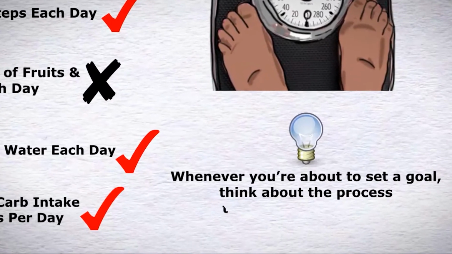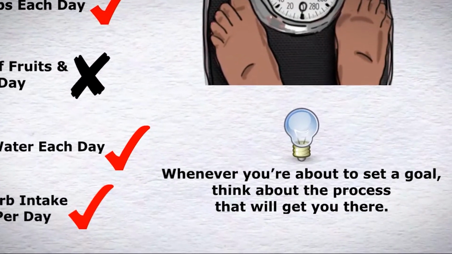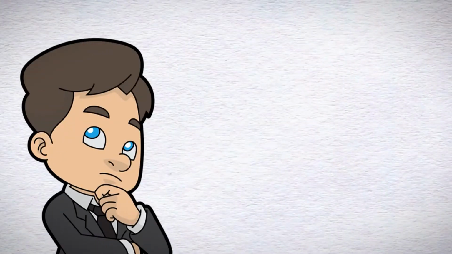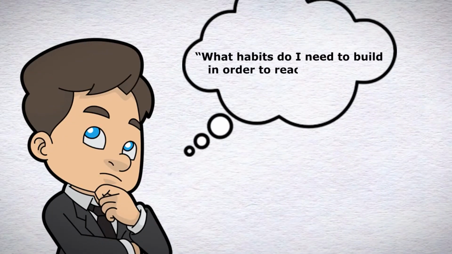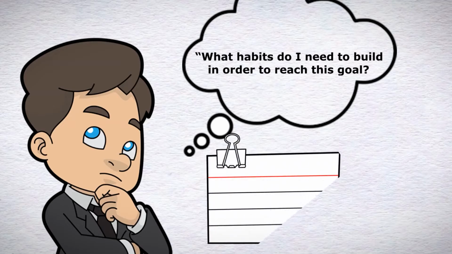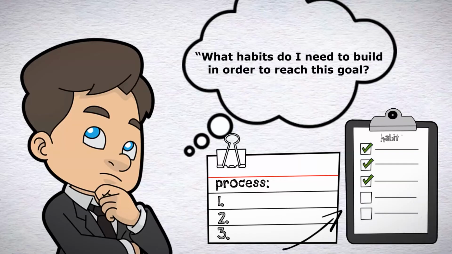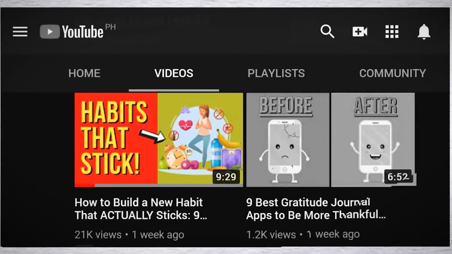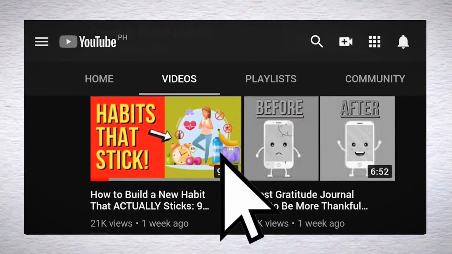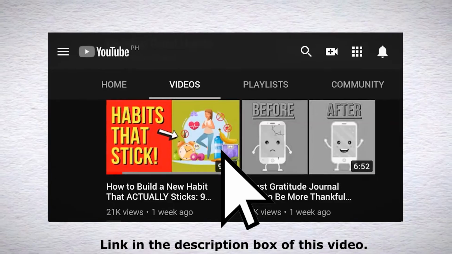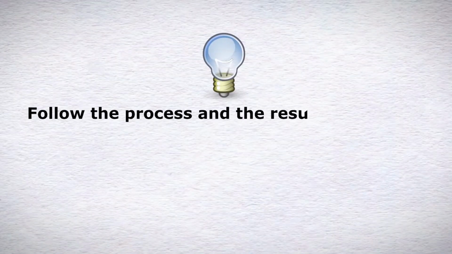Whenever you're about to set a goal, think about the process that will get you there. Ask yourself, what habits do I need to build in order to reach this goal? Then, instead of setting an arbitrary results goal, write down your process goals where you are 100% in control of the outcome. And once you set these process goals, create habits around these behaviors. If you need help with building habits, then I recommend checking out the video that details the 9-step process to building habits that stick. We will link it in the description box of this video. So bottom line, follow the process and the results will come.